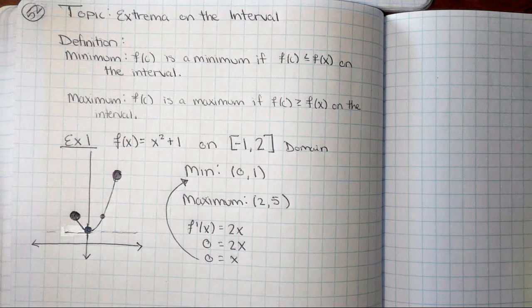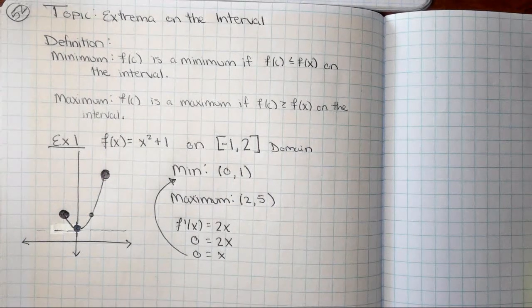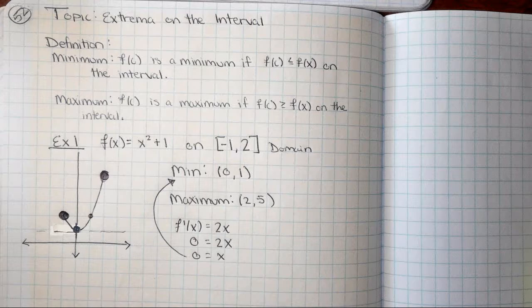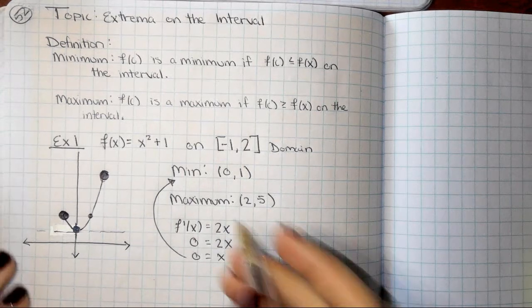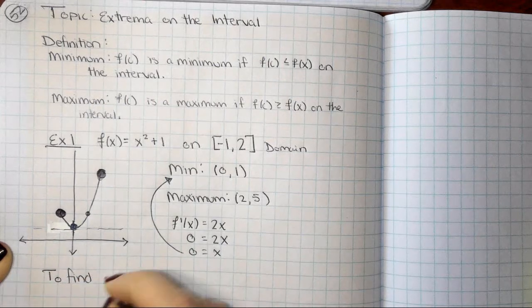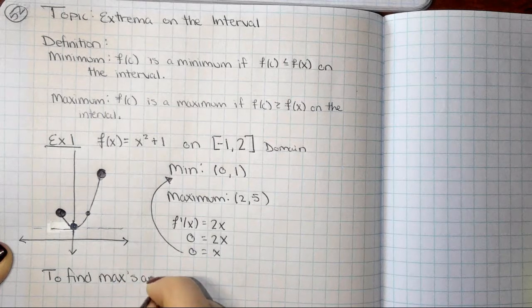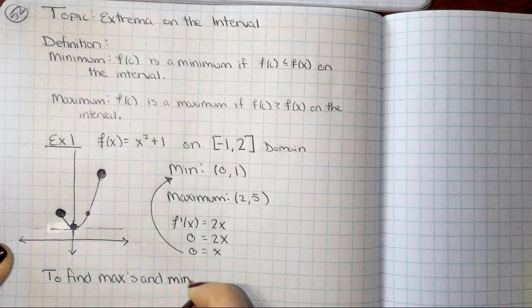So, one way instead of graphing this and actually figuring out on a graph where the max and mins are, we can do this with calculus using derivatives. Okay? So, here's what we're going to do. To find maxes and mins, are you guys okay with that abbreviation?